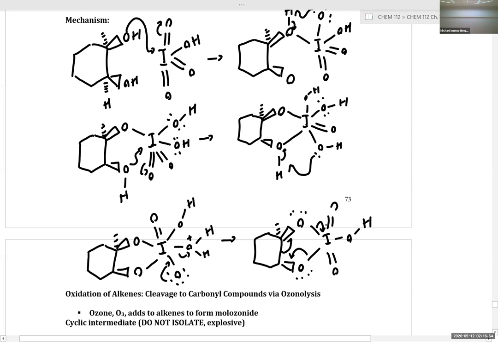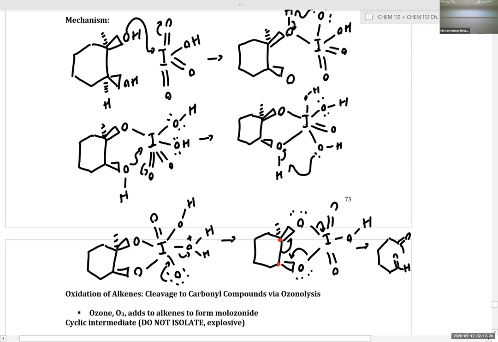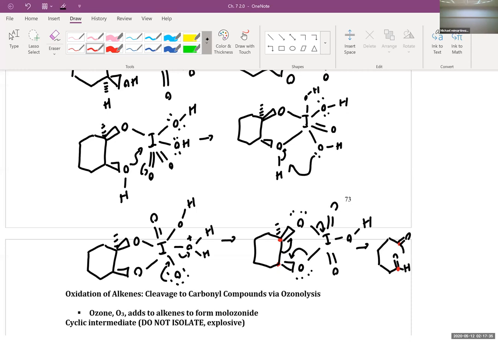And in a concerted process, the carbon-carbon bond between our diol is broken, and we generate two ketone functionalities. And just to show, these two carbons with our alcohols become the two carbons containing our carbonyl functionalities. So the periodic acid is serving as our oxidizing agent in this case.